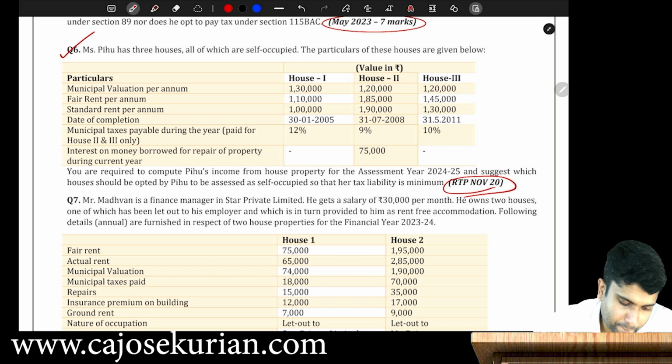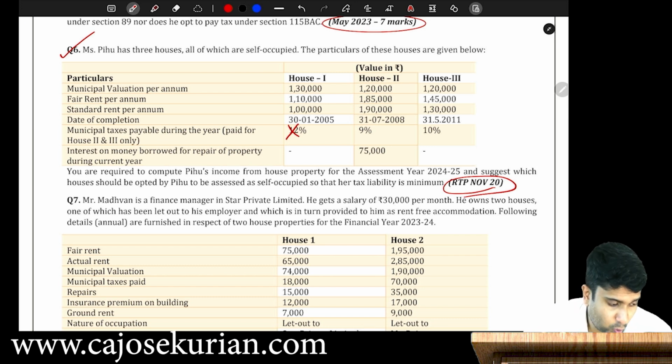Miss Pihu has 3 houses, all of which are self-occupied. The particulars of these houses are given below. Municipal valuation is there, fair rent is there, standard rent is there. Date of completion is given. Municipal taxes payable during the year were paid for house 2 and 3 only. So for house 1 they haven't paid any municipal taxes. Interest on money borrowed for repair is given as 75,000. You are required to compute Pihu's income from house property for assessment year 24-25 and suggest which houses should be opted by Pihu to be assessed as self-occupied so that her tax liability is minimum.